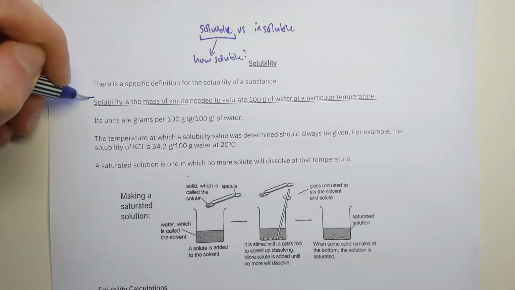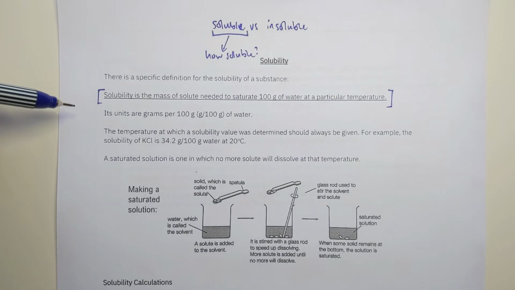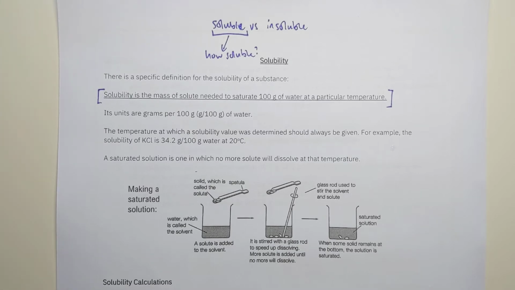It's quite a complicated definition, whilst it's not very long. This actually does come up in exams as a 4-mark definition, which might surprise you. It's because there's lots of very specific parts to the definition you have to get exactly correct. So what we mean by solubility of a substance, it's the mass of solute, so that's the solid you're talking about, needed to saturate 100 grams of water at a particular temperature. So as I said, there's lots of very specific words and terms you have to get right there. The mass of solute needed to saturate 100 grams of water at a particular temperature.